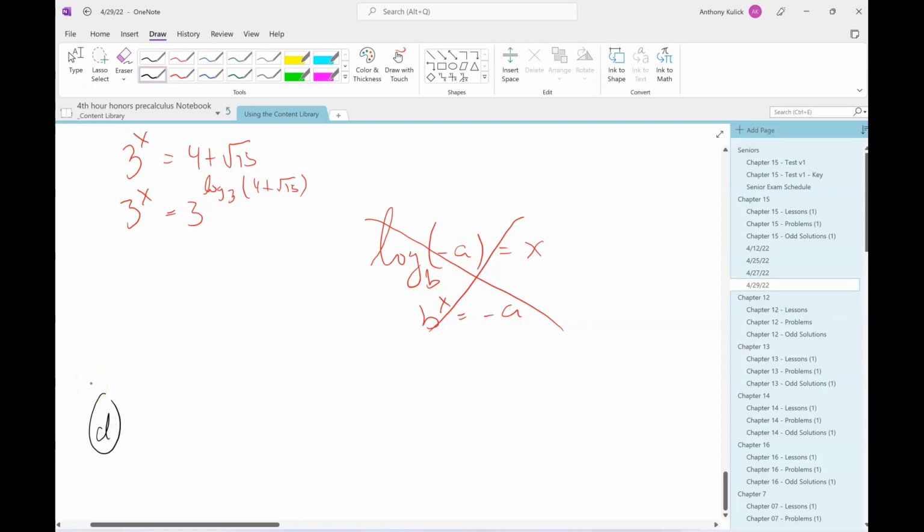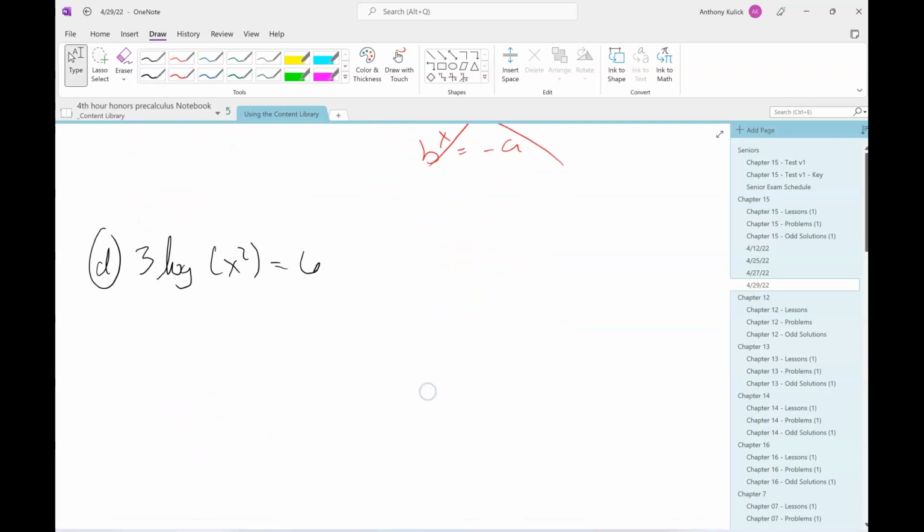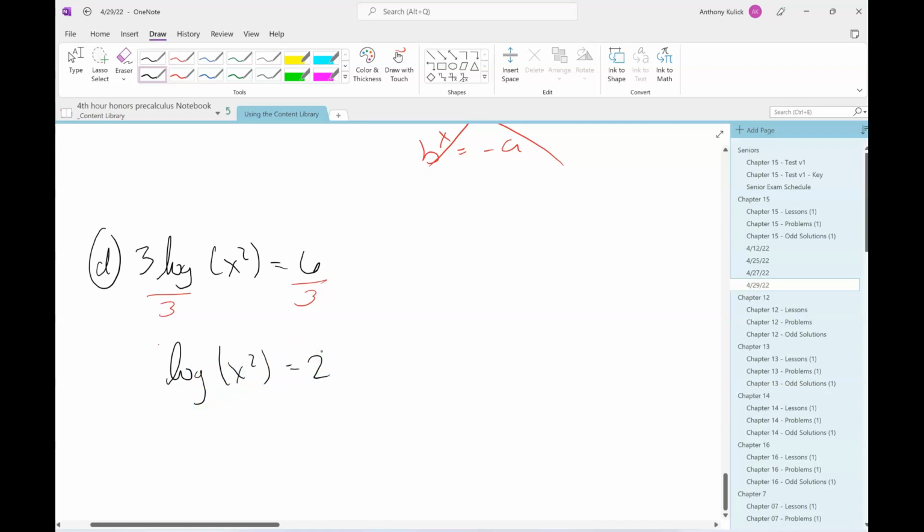All right, let's do some logarithmic equations. So we have 3 times the log of x squared equals 6. Divided by 3. Now what?